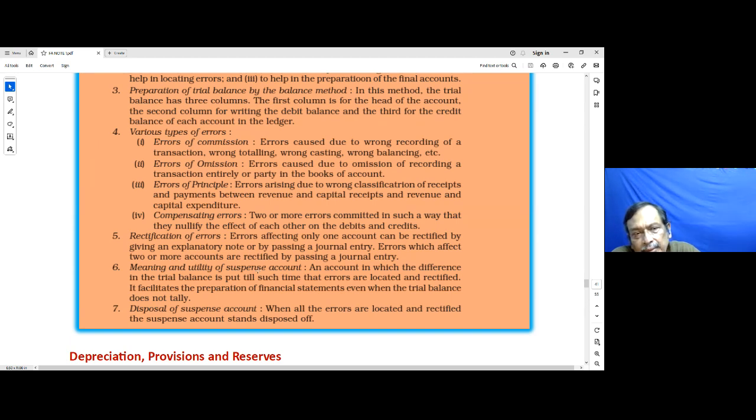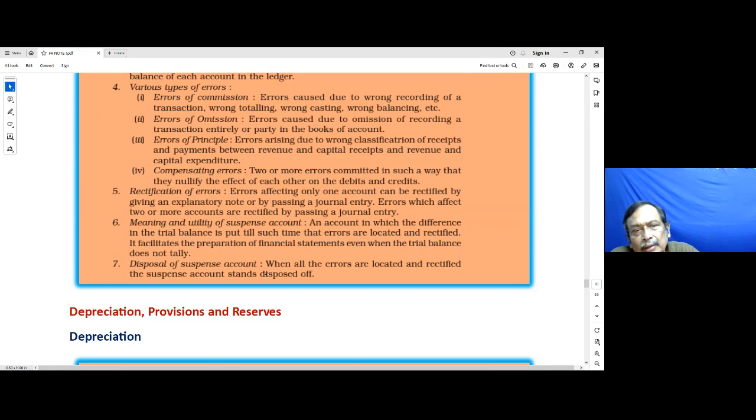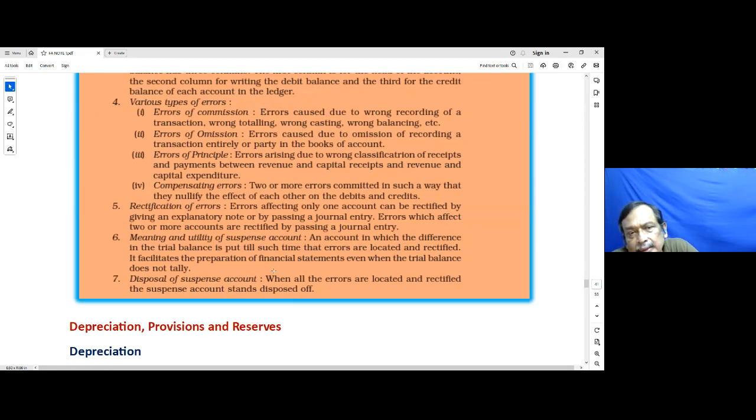Then errors of principle, errors arising due to wrong classification of receipts and payments between revenue and capital receipts and revenue and capital expenditure, that we have already discussed in the last class. Then compensating errors, two or more errors committed in such a way that they nullify the effect of each other on the debits and credits.